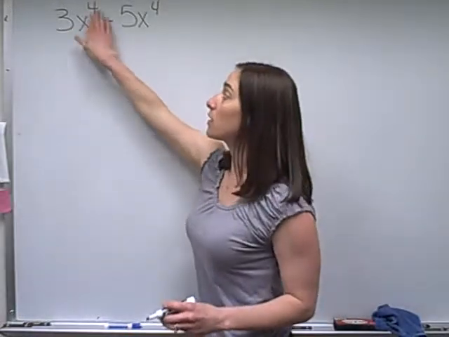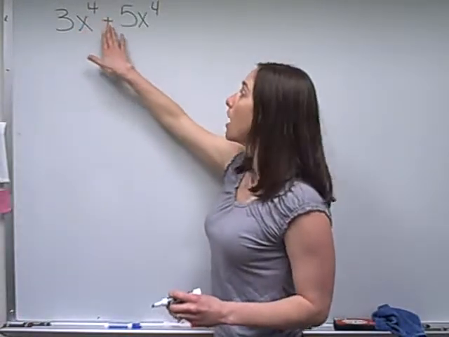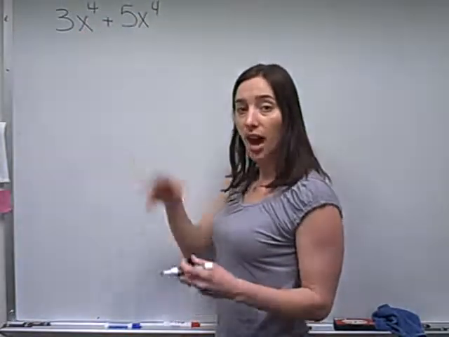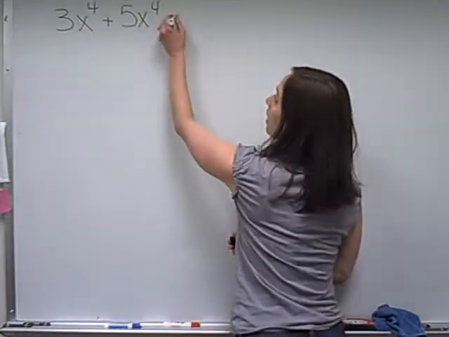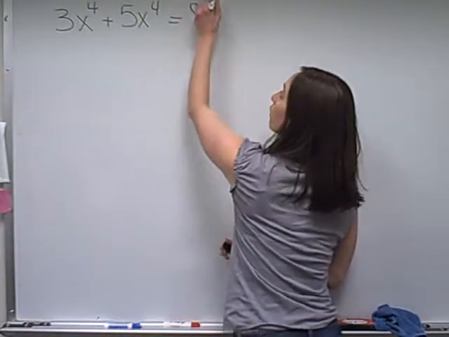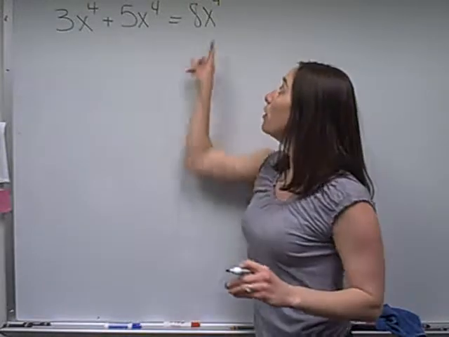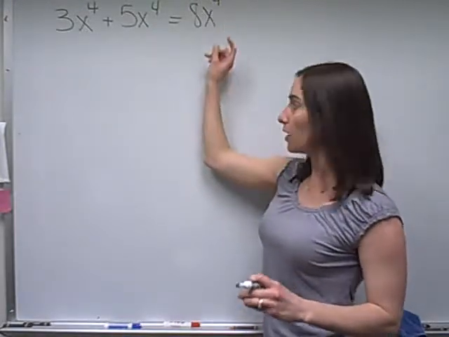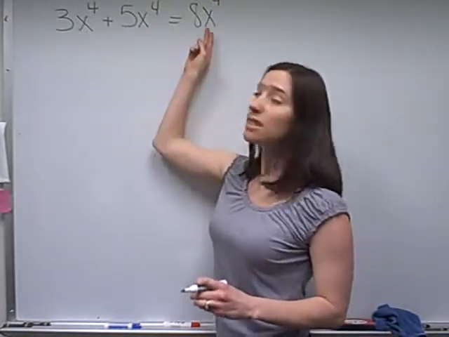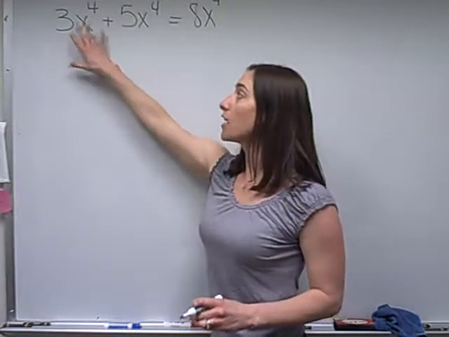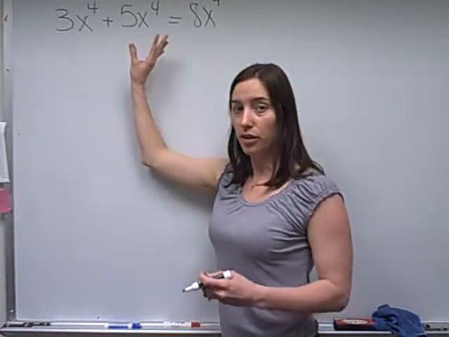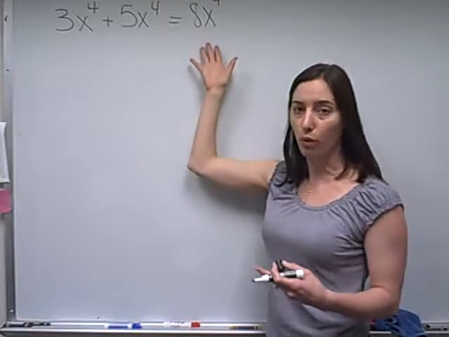If I have 3x to the fourth in this group, and I'm adding 5x to the fourth to that, then altogether I have 8x to the fourth. The variable doesn't change in my answer because my like term needs to stay like. If I'm adding x to the fourths to more x to the fourths, I'm going to have a bigger group of x to the fourths.